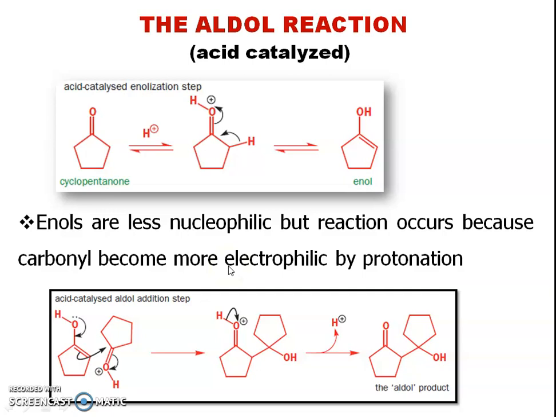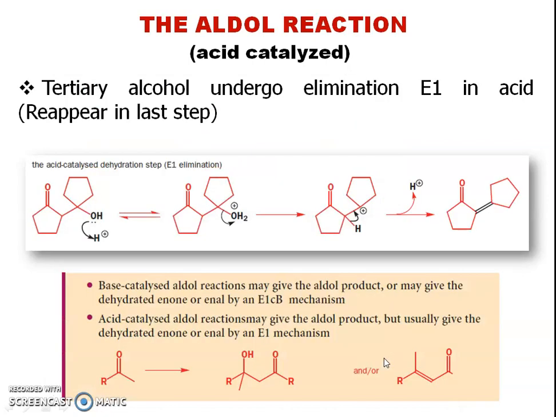Then how does the reaction occur? Because the carbonyl becomes more electrophilic by protonation, so it enhances the reaction rate. So in this condensation reaction, carbon-carbon bond formation occurs like this, and it forms an intermediate like this. Then it is deprotonated to give the final aldol product.